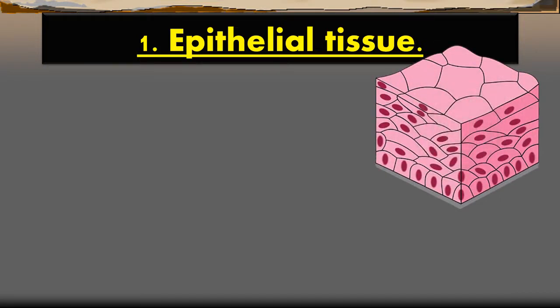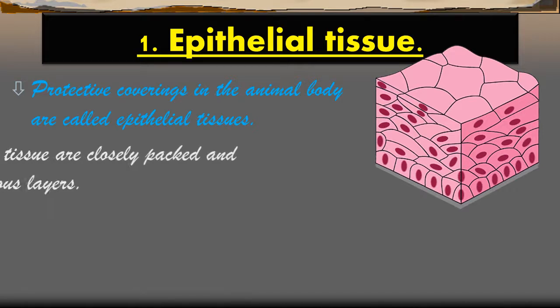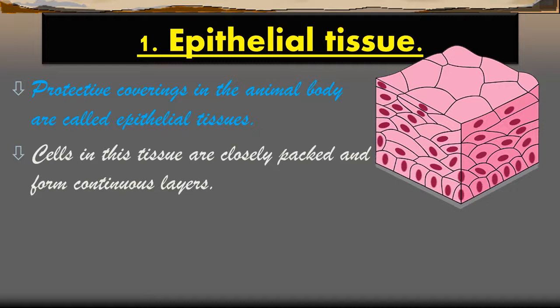This is a structural diagram of epithelial tissue. A protective covering in the animal body is called epithelial tissue. Protective covering means skin, the outer layer of the body. The cells in this tissue are closely packed and form a continuous layer, one after the other, as you can observe in the alongside diagram. Any material that enters the body first encounters epithelial tissue, as it is the outer layer of the animal body.